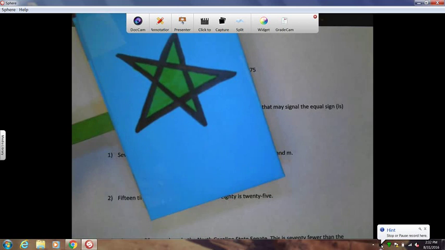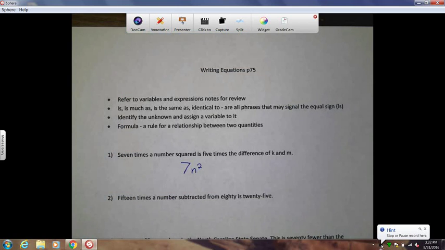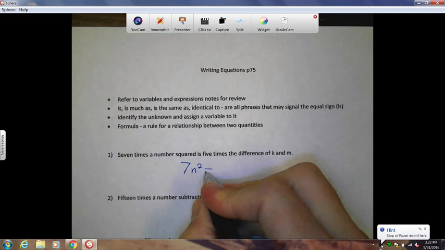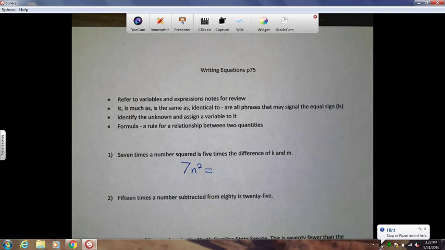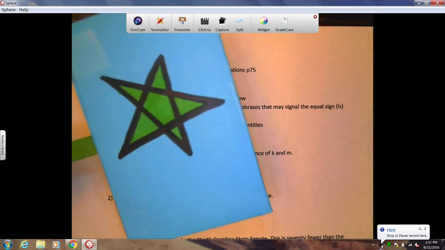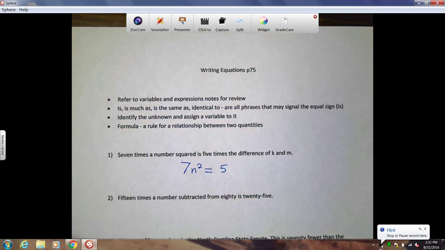Remember this is, that's your equal sign, 5 times the difference of k and m. So 5 times, remember, the difference of k and m, difference, I need parentheses.